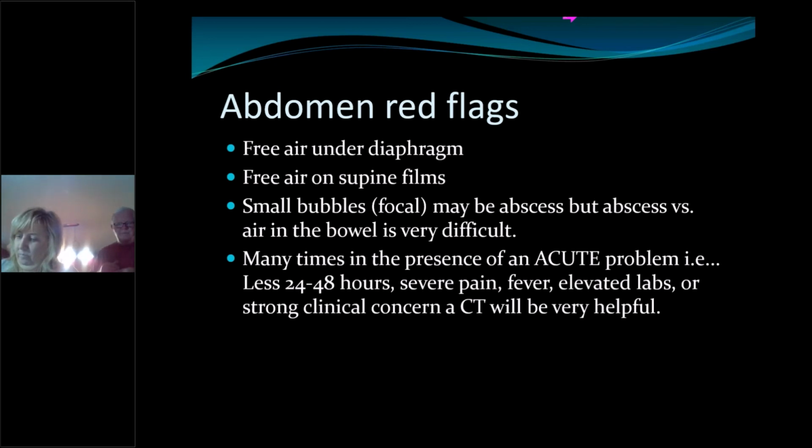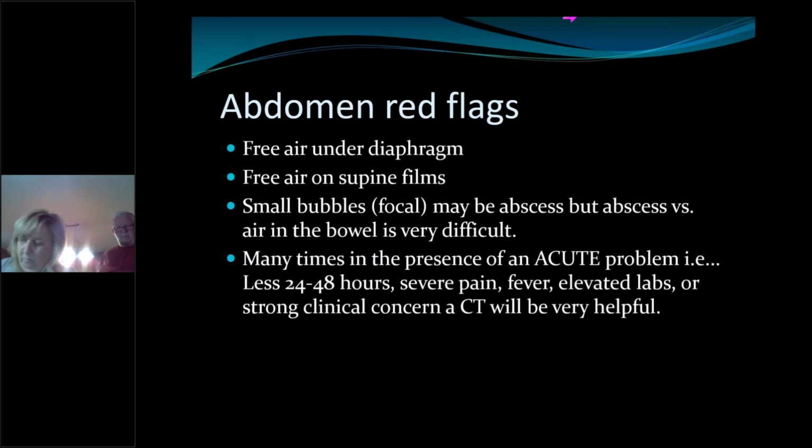I stress this especially to new grads and students: in the presence of acute problems, pain that's been going on for 24 to 48 hours, severe pain, fever, elevated labs, or a strong clinical suspicion, CT is the way to go. We've all had those patients who have been in your office 5 times in the last 4 days for the same belly pain, and they've already been scanned once. The likelihood is you don't need to scan them again.